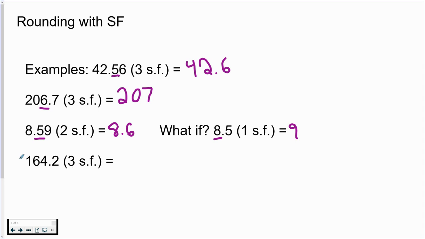164.2, we're going to 3 SigFigs. The third SigFig is the 4. 2 doesn't do anything to 4, so it's 164. All right, now let's talk about a little bit of math with this stuff.